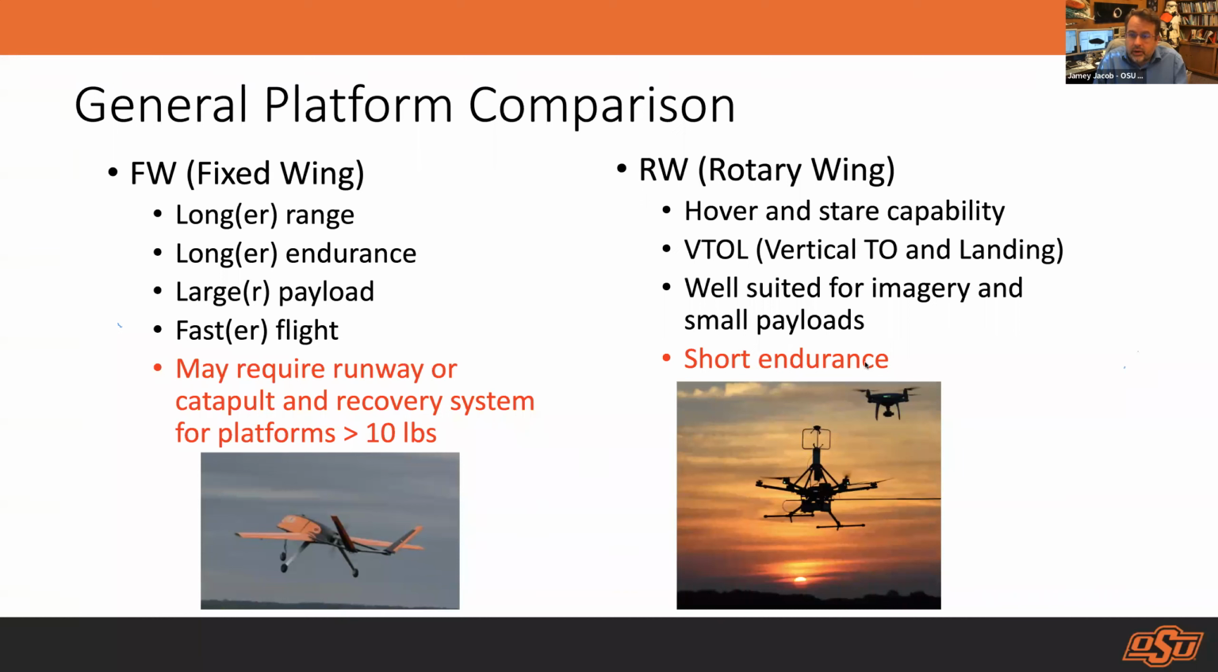So it may require a runway, a hand launch, or some type of catapult recovery system, particularly if the platform is above 10 pounds. With a rotary wing, it's essentially powered lift in this case. So the rotors that you have on the vehicle are always providing that aerodynamic lift, as opposed to the wings in forward flight for a fixed wing vehicle. It does have the advantage of vertical takeoff and landing, so it's much easier from a logistical standpoint to be able to take off and land.